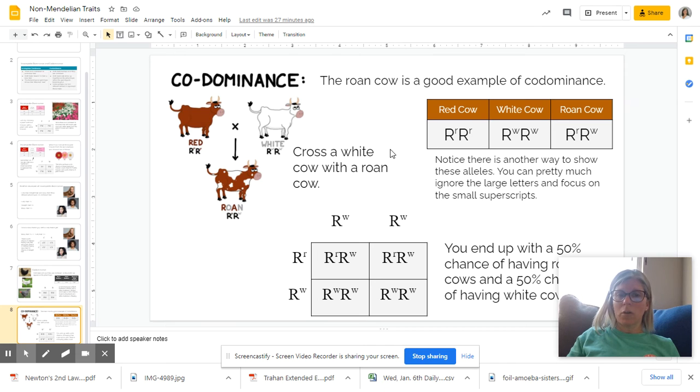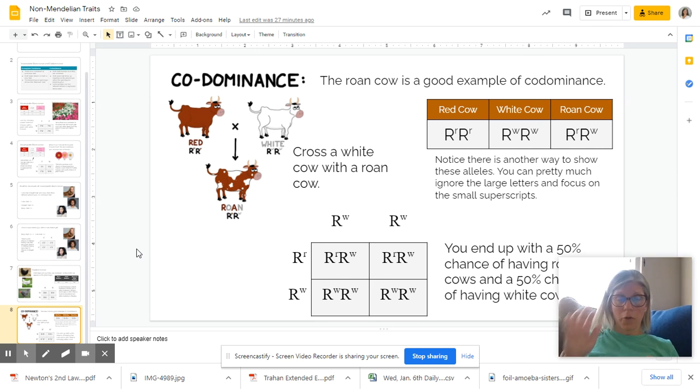So if we wanted to cross a white cow, which has the two little W's, with a roan cow, which has an R and a W, this is what our Punnett square would look like. So when we did this cross, you kind of carry over all those capital R's. For this one, you'd get a little R and a little W, a little R and a little W. And for these, you would get two little W's, which means if you crossed a white cow and a roan cow, you'd have a 50% chance of having roan cows and a 50% chance of having white cows.